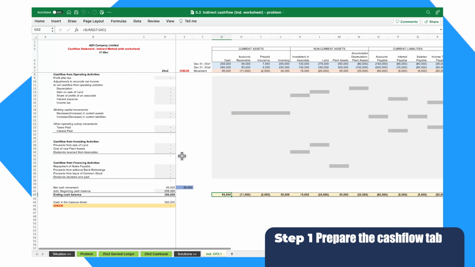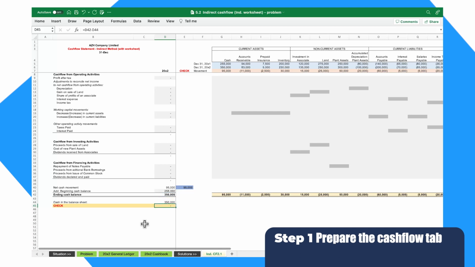And the last thing that you need to add is the checks. You always have to ensure that the cash in the balance sheet is equal to the ending cash balance of your cash flows. And here, as you can see, we have inputted a check so that we can always see that that is the case.